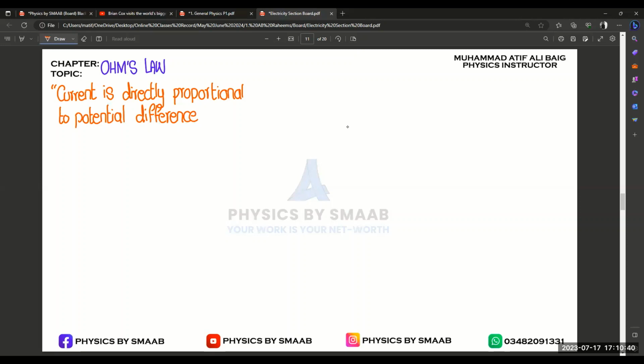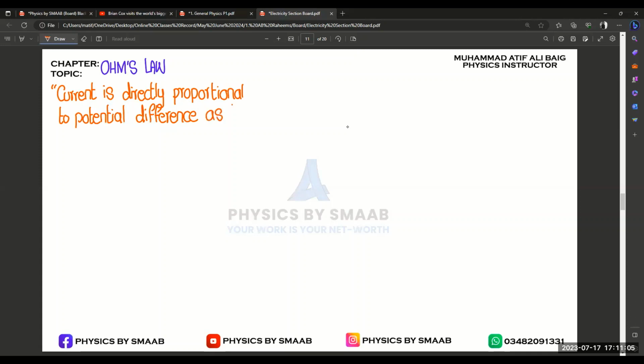Suppose your mass is increasing, or suppose we have a trolley and we are filling it up with different products. The mass of the trolley is increasing, so the weight will automatically increase, right? So both are directly proportional. This is the same concept: current is directly proportional to the potential difference.